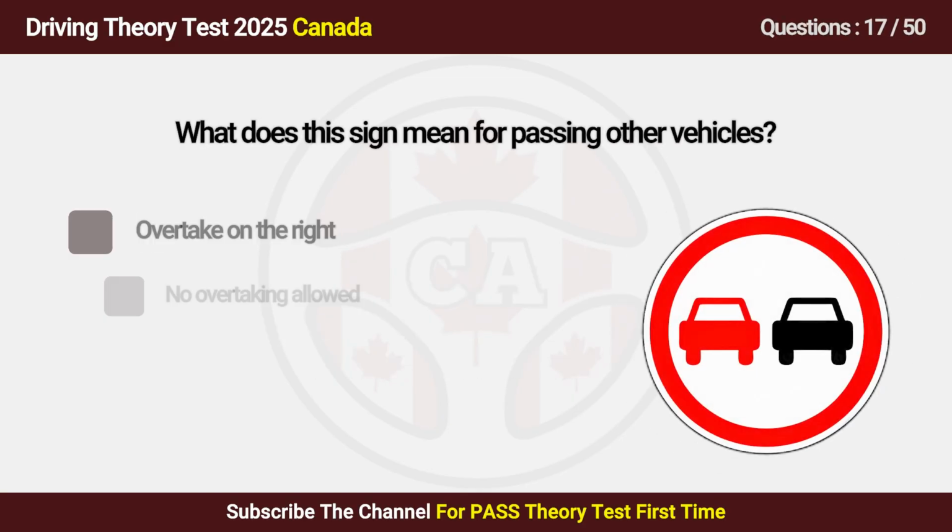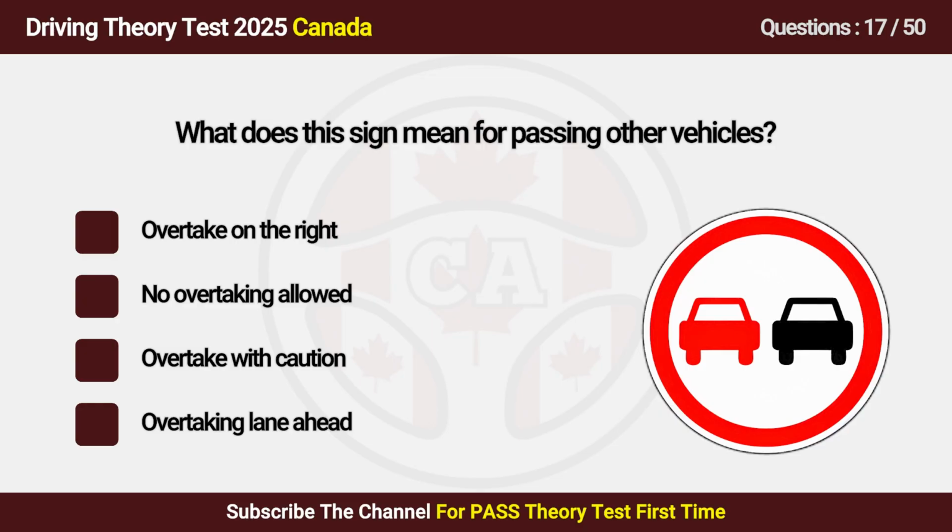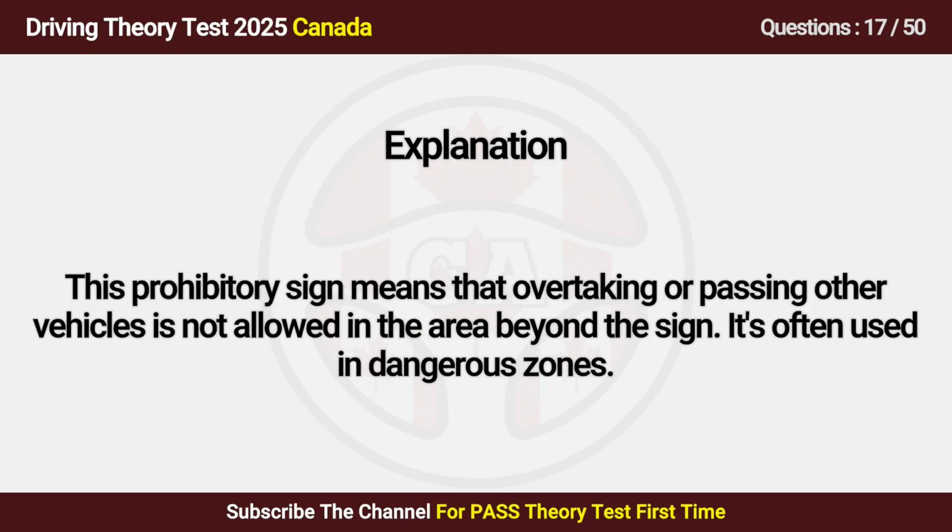Question 17. What does this sign mean for passing other vehicles? A. Overtake on the right. B. No overtaking allowed. C. Overtake with caution. D. Overtaking lane ahead. Answer is B. No overtaking allowed. This prohibitory sign means that overtaking or passing other vehicles is not allowed in the area beyond the sign. It's often used in dangerous zones.